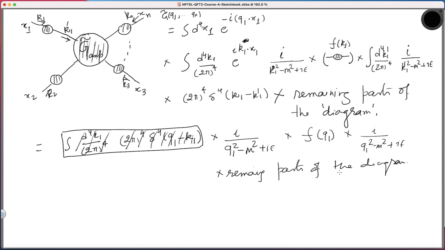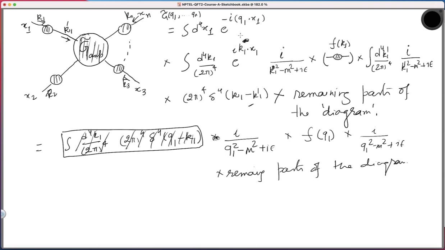Okay, this is correct. So the previous expression is equal to this. You can also check this way that what I'm writing is correct. You have one delta function here, and one delta function coming from doing the x1 integral over these two exponentials.